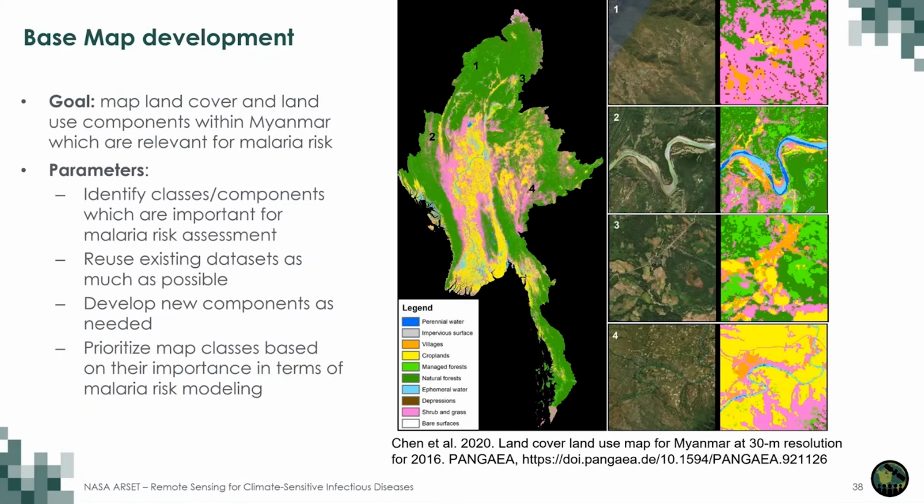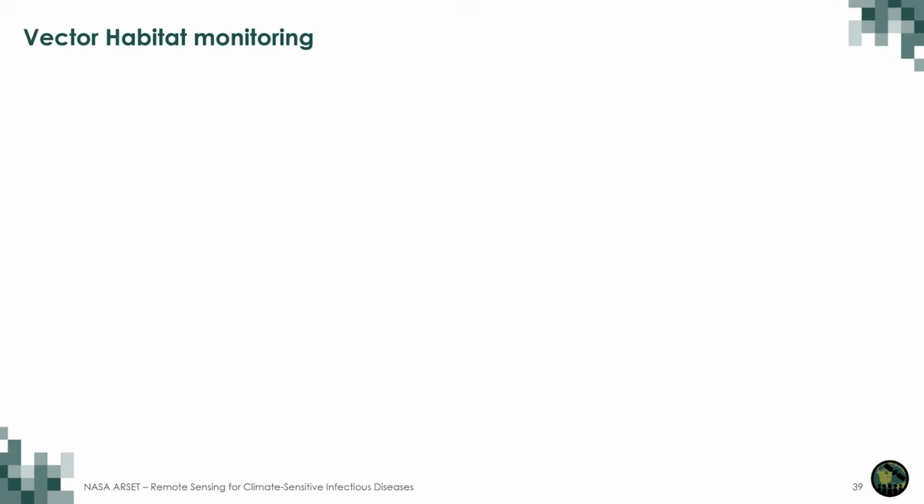So once we got all our components together and we identified everything and we're happy with individual components, because we pulled components from different datasets, putting them together into a single map is also a challenge. The key to that is to decide a priori which classes are going to be more important than others, and then compile the map in the order of importance in terms of malaria risk modeling. It all has to be driven by malaria risk, not by any other factors.